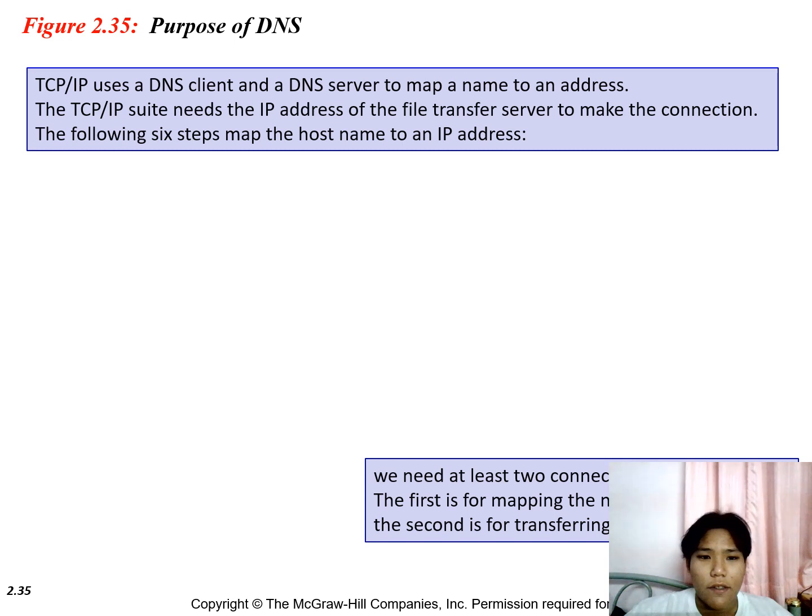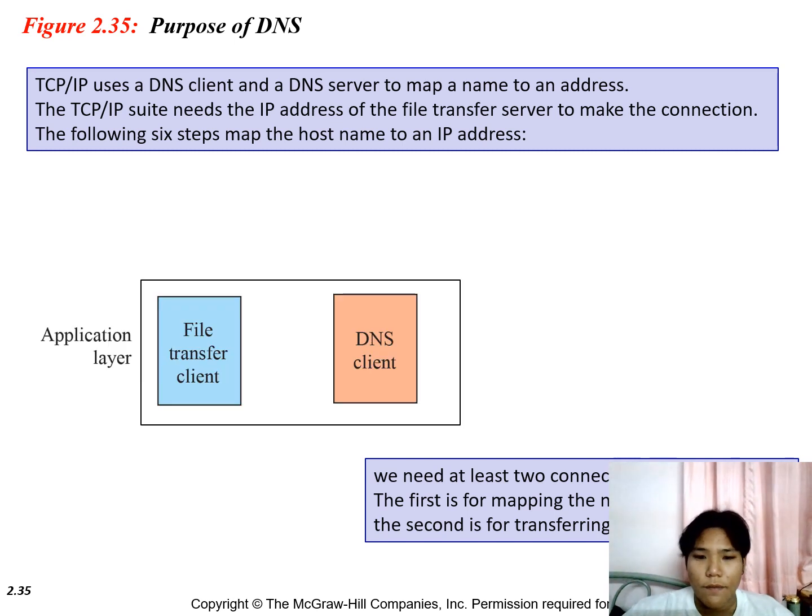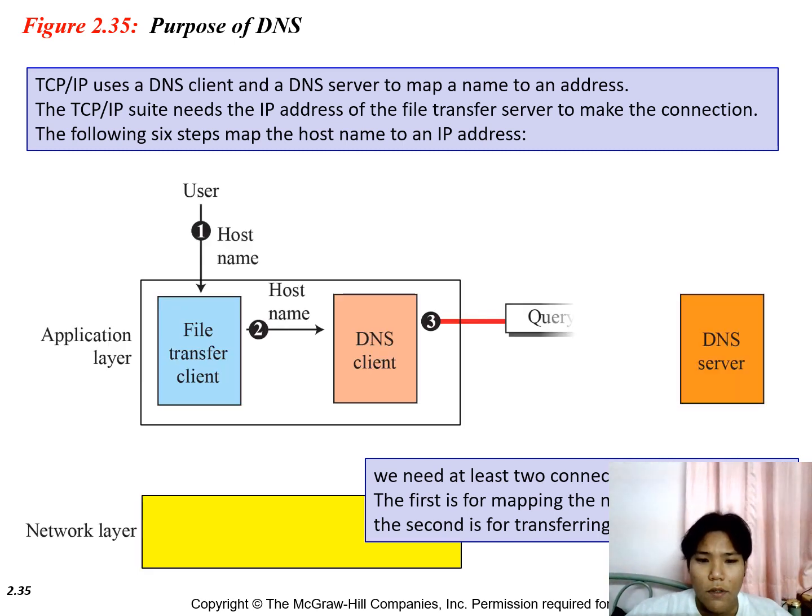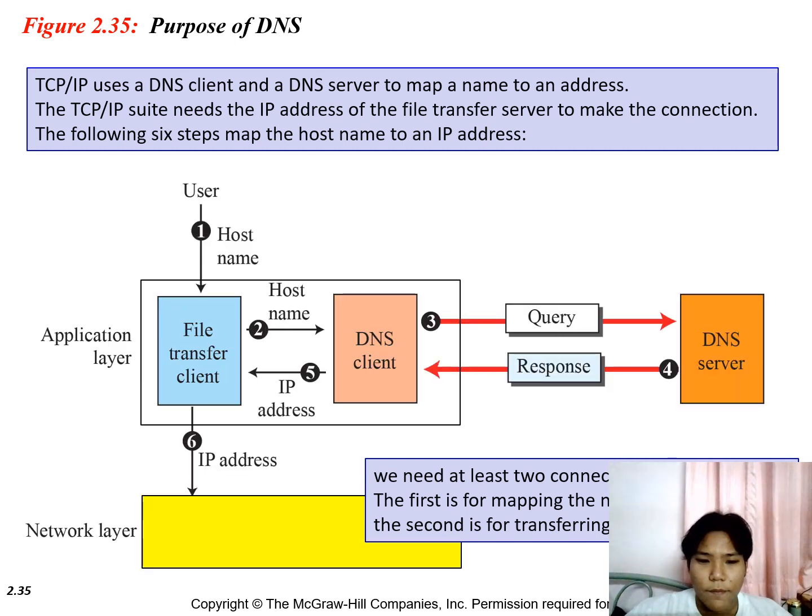Purpose of DNS. TCP/IP uses a DNS client and a DNS server to map a name to an address. The TCP/IP suite needs the IP address of the file transfer server to make the connection. The following 6 steps map the host name to an IP address. This is how it works, like this.